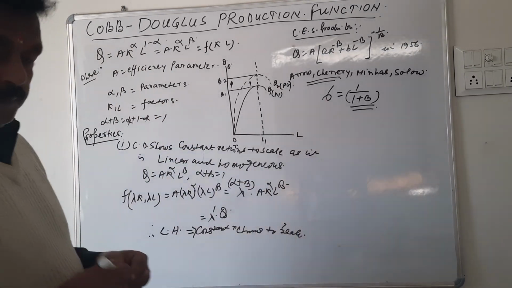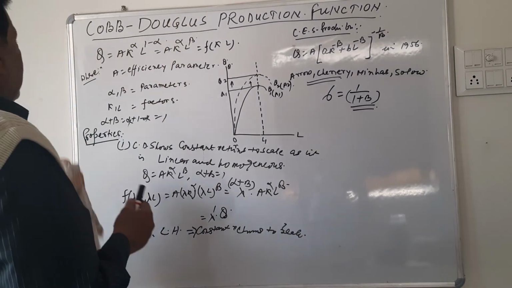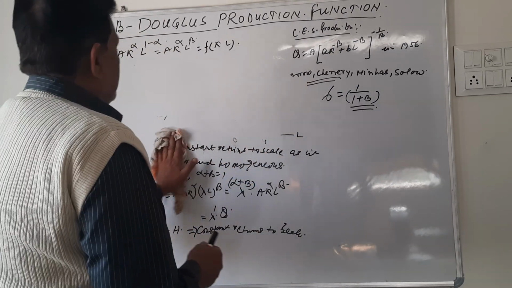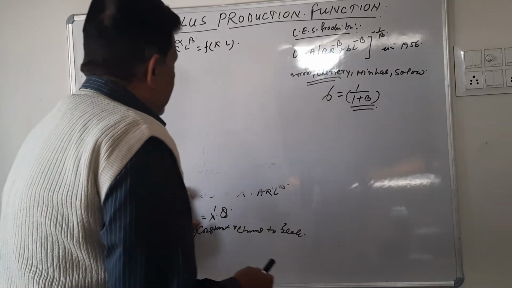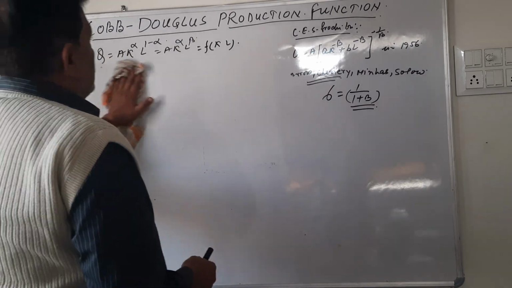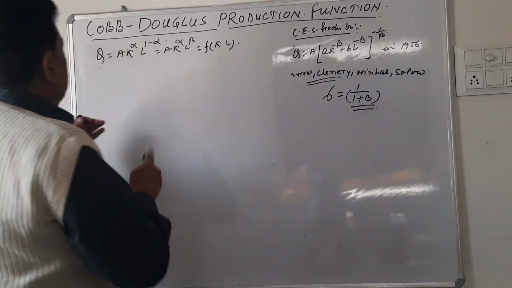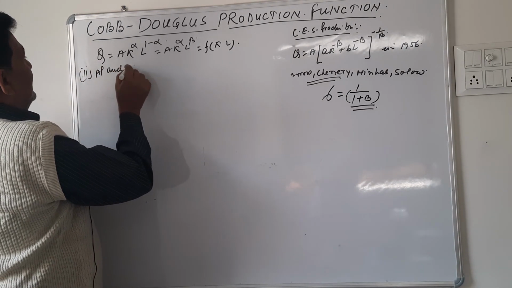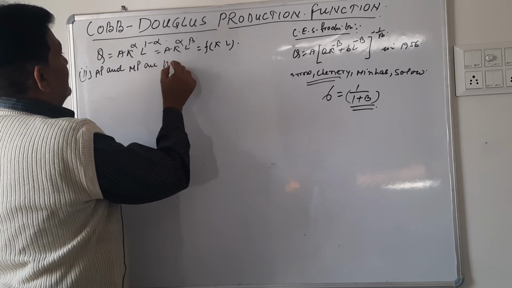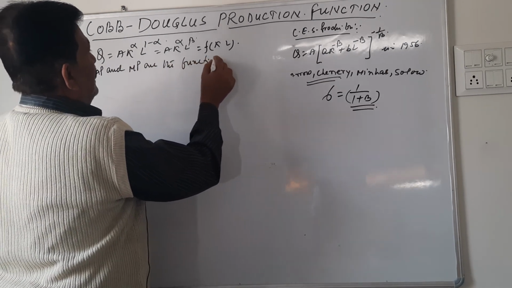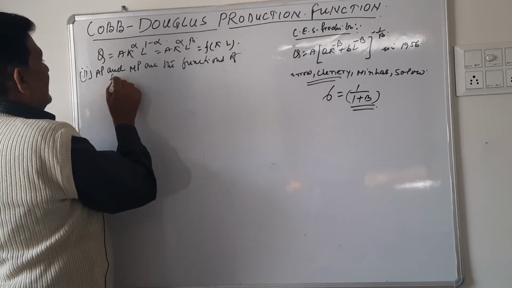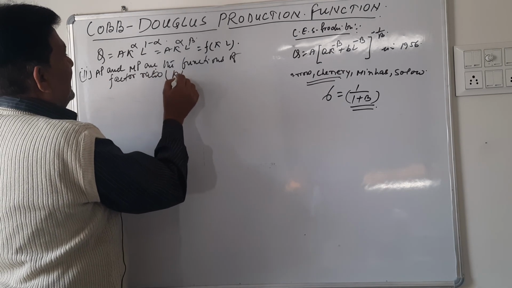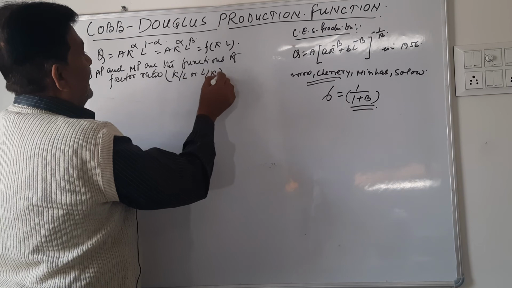Now secondly, we should investigate its productivity, that is factor productivity. What would be factor productivity and how it could be expressed and shown. So the second property is: average product and marginal product are functions of the factor ratio, that is K by L or L by K.